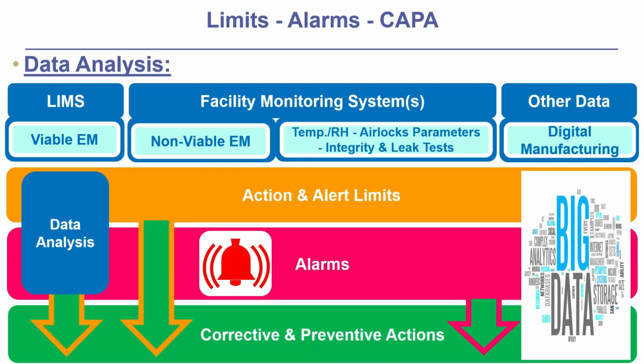But other data should be connected with the manufacturing operation, for example the interventions, the when and the frequency. All this data must be evaluated. You will perform data analysis supported by comparison with the action and alert levels. You will also include in this program the evaluation of alarms, for example for the non-viable environmental monitoring program or other parameters evaluated with alarms. In case of an excursion or alarm, you will perform a corrective and preventive action after investigation. That will be the big data system approach.